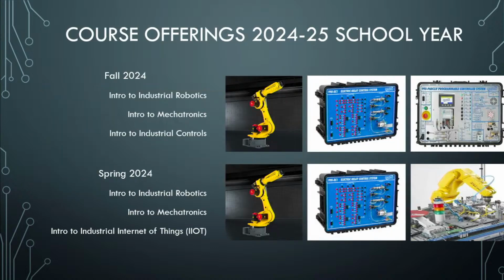So course offerings for the fall and spring semesters for 2024-25. It's a misprint in spring, sorry about that. So industrial robotics, mechatronics, and industrial controls this fall in 2024. And then the spring we'll be doing industrial robotics, mechatronics again. And then we'll be offering the Internet of Things course for any students that would like to take it, who took the industrial controls course in the fall.